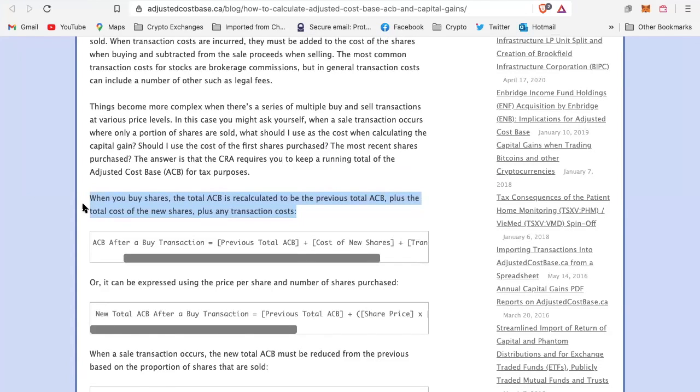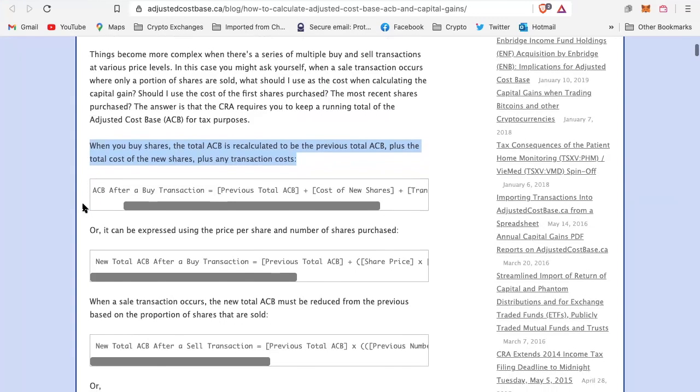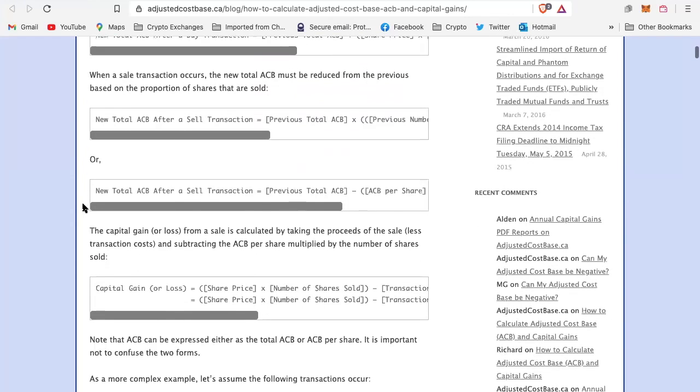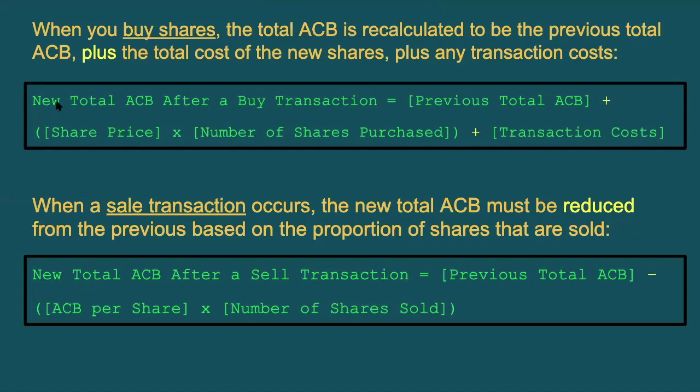Back to adjustedcostbase.ca, when you buy shares, the total ACB is recalculated to be the previous total ACB plus the total cost of the new shares plus any transaction costs. And they go through a number of example calculations here, which I will show you in my slides. So mathematically, a new total ACB after a buy transaction would equal the previous total ACB plus the share price times the number of shares purchased plus the transaction costs.